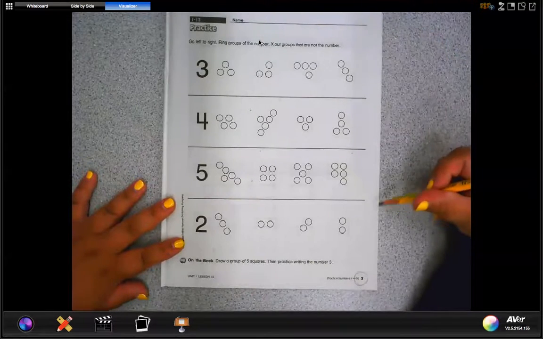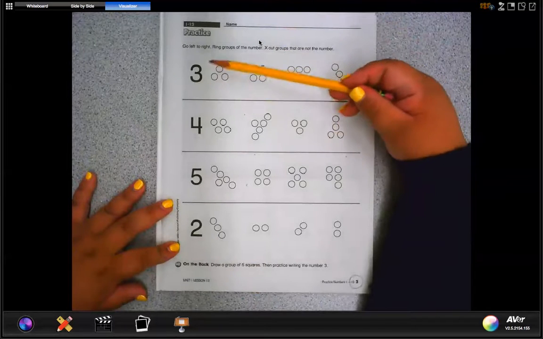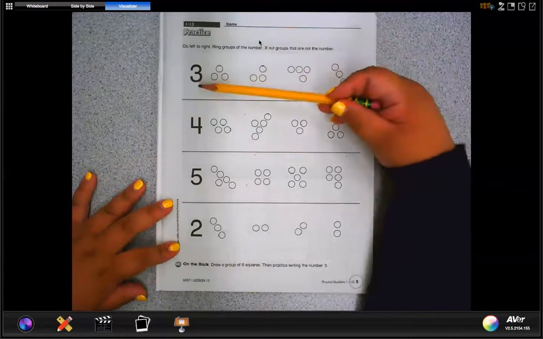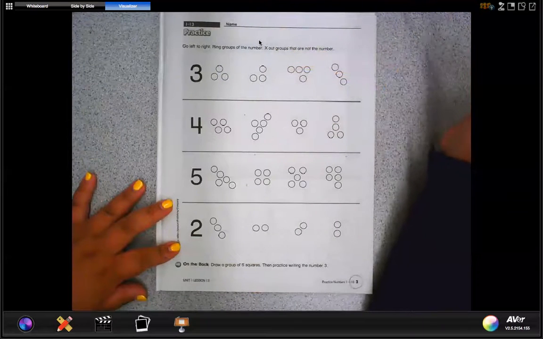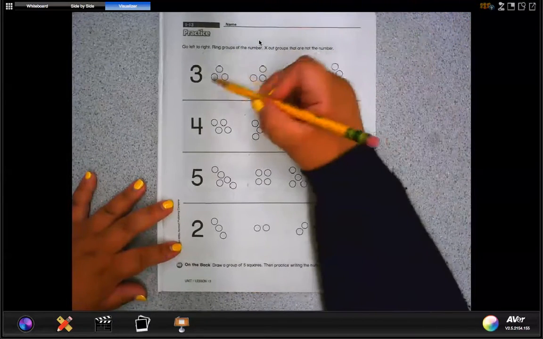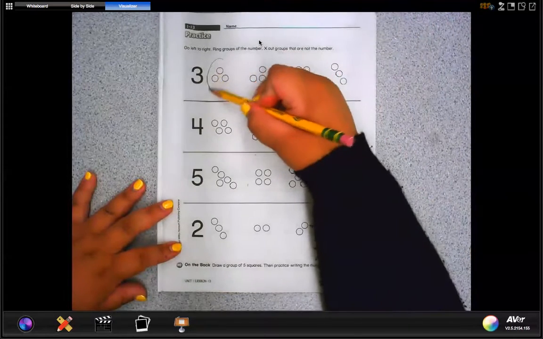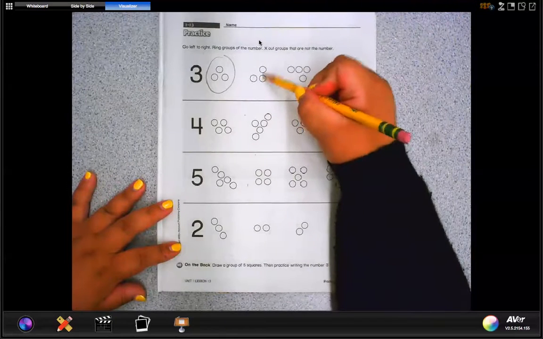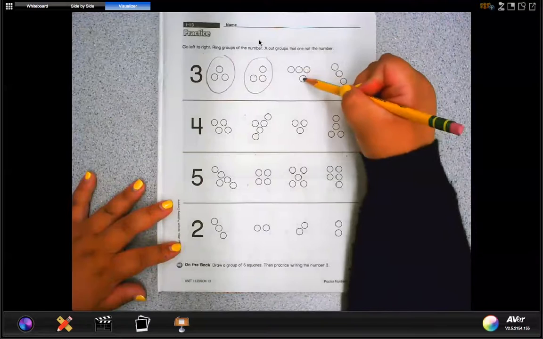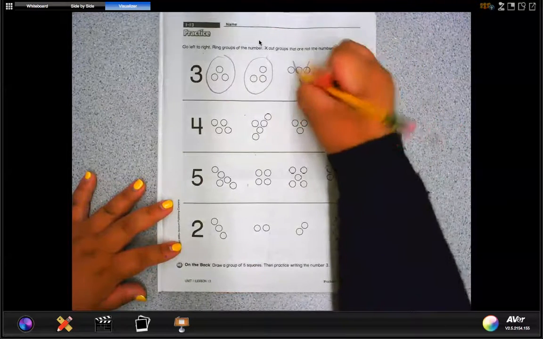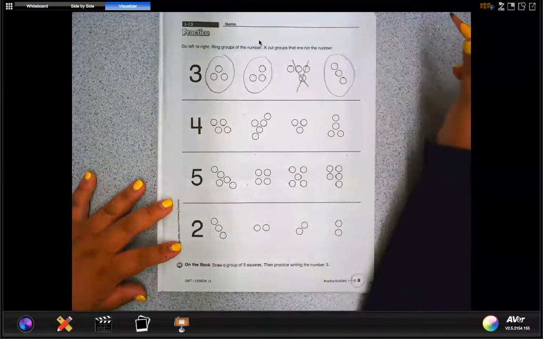On this one, you're going to look at the number and circle the groups that are that number, and put an X on the groups that are not that number. So we'll do this first one together. 1, 2, 3. Okay, circle it. 1, 2, 3. Going to circle it. 1, 2, 3, 4. That's not 3, I'm going to cross it out. 1, 2, 3. Circle. Okay, and you can do the rest.